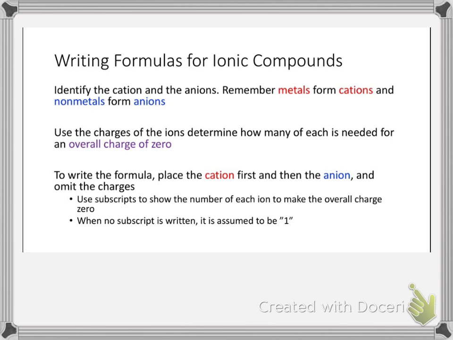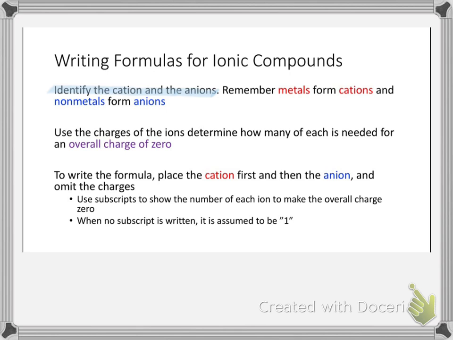So a big thing that we're going to have to do in this chapter and moving forward is write ionic formulas. Sometimes we write them from the name. Sometimes at this point we're just writing them from the elements. So we need to understand how we are going to write a formula for an ionic compound. The first thing you need to do is know what the cations and the anions present are. So we need to know what's the positive charge and what's the negative charge. We know that metals always form cations and nonmetals always form anions. So that can be helpful to us.